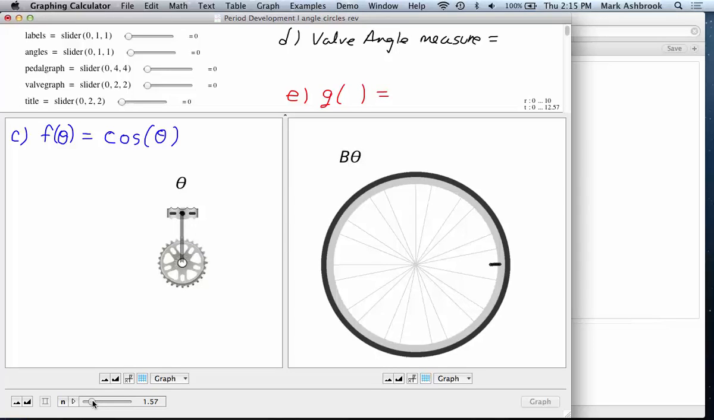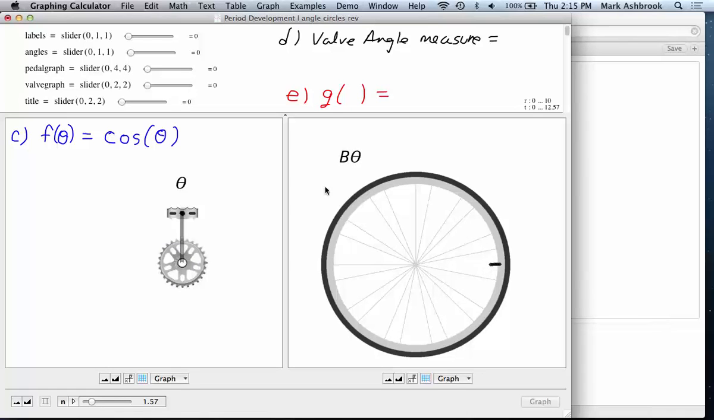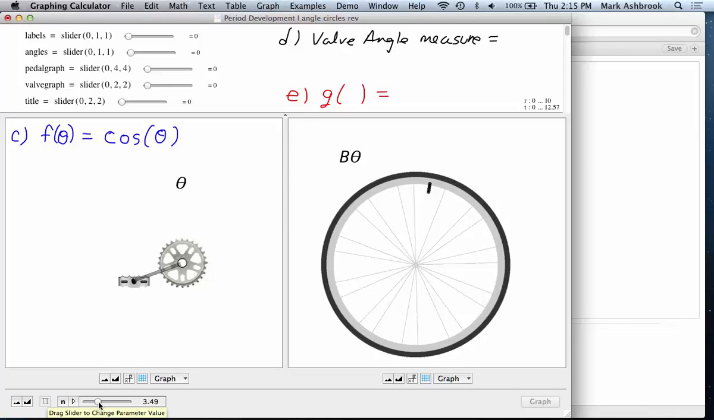So I'm going to rotate the pedal pi over 2 radians. How far will the tire valve rotate? 2 pi. That's right. And given any angle measure theta, how much will the valve angle rotate? 4 times theta. That tire valve is spinning at a rate 4 times as fast as the pedal. So whatever angle you get for the pedal, you're going to get four times that for the tire valve.